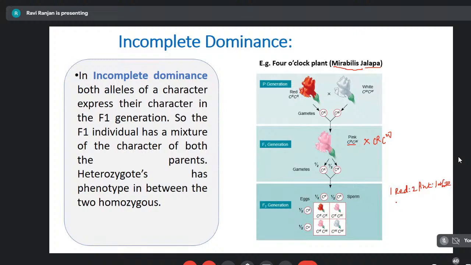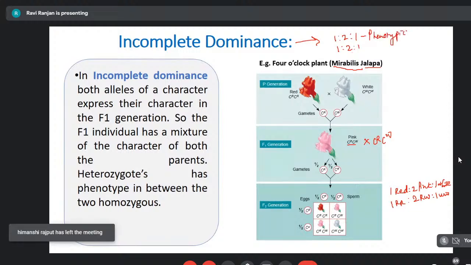And its genotypic ratio is 1 RR, 2 RW, and 1 WW. So here, in case of incomplete dominance, you see there is a change in the phenotypic ratio which was given by Mendel for a monohybrid cross. The phenotypic ratio will always be 3:1. But in case of incomplete dominance, the phenotypic ratio will be 1:2:1, and the genotypic ratio will also be 1:2:1. I hope I am clear to you.